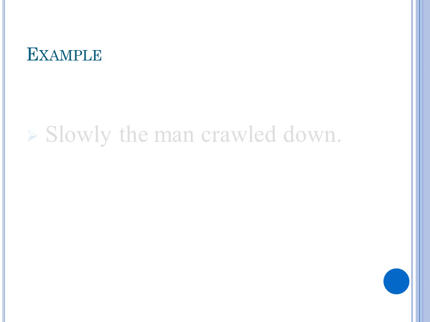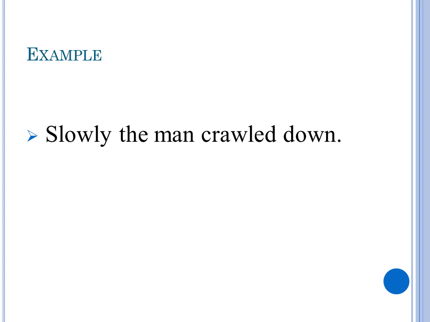Let's look at another example. Slowly the man crawled down. Slowly is an adverb telling how, and it describes the verb crawled. Down is an adverb telling where, and it also describes the verb crawled.